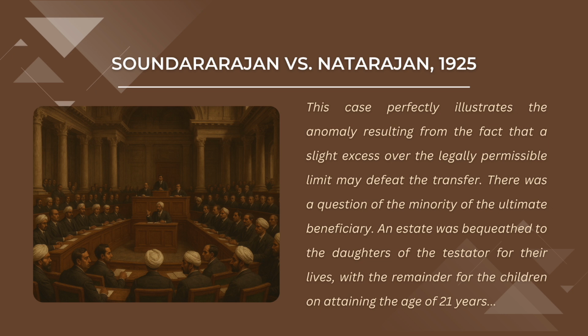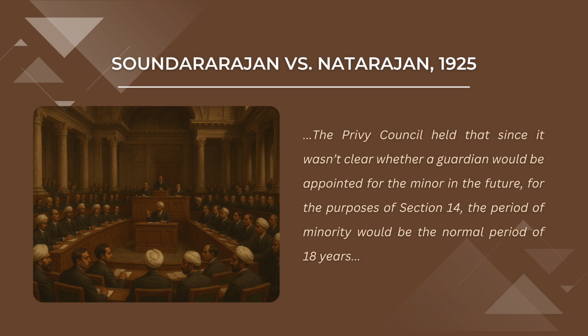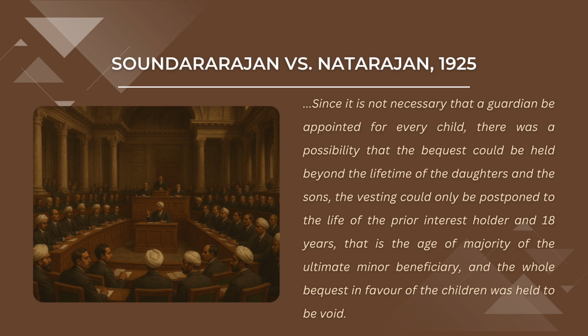An estate was bequeathed to the daughters of testator for their lives, with the remainder for the children on the attaining of 21 years. The Privy Council held that since it was not clear whether a guardian would be appointed for the minor in the future, for the purposes of section 14, the period of minority would be the normal period of 18 years. Since it is not necessary that a guardian be appointed for every child, there was a possibility that the bequest could be held beyond the lifetime of the daughters and the sons.